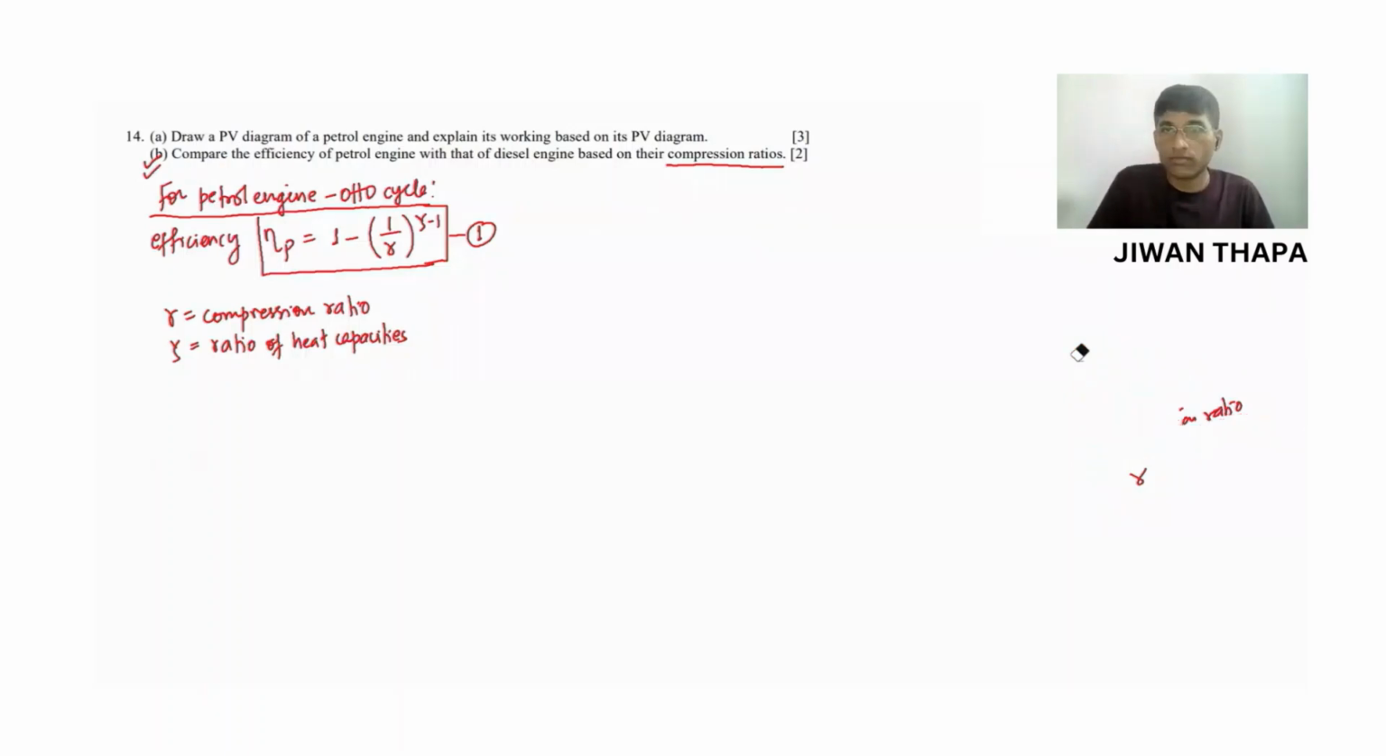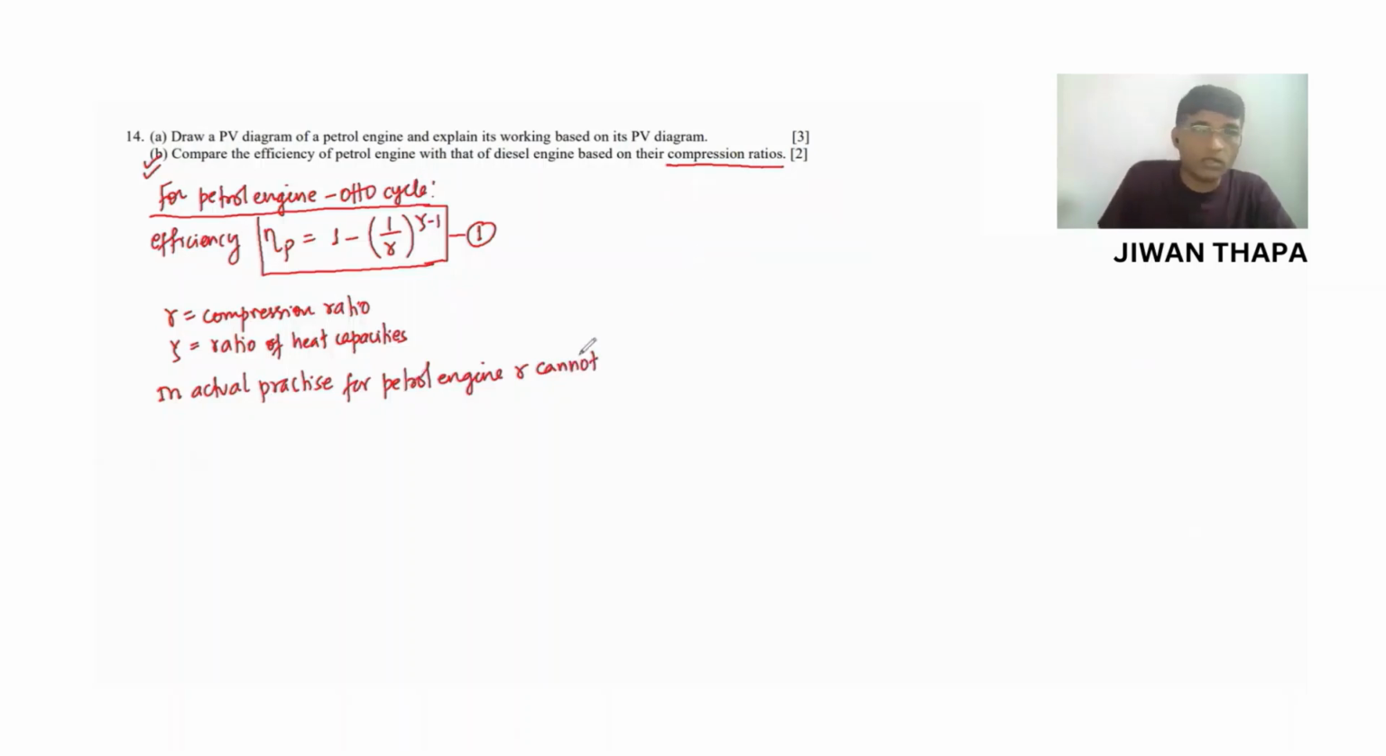So now what we find in actual or real practice for petrol engine, R cannot be greater than 10. The value of R, that is compression ratio, cannot exceed 10.